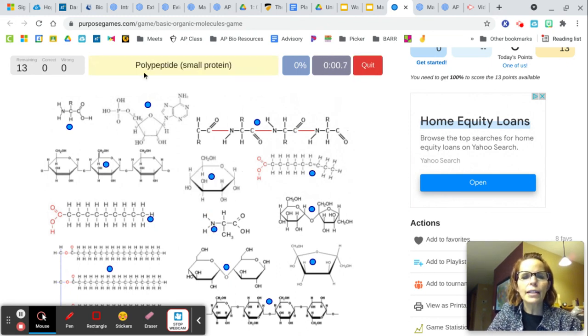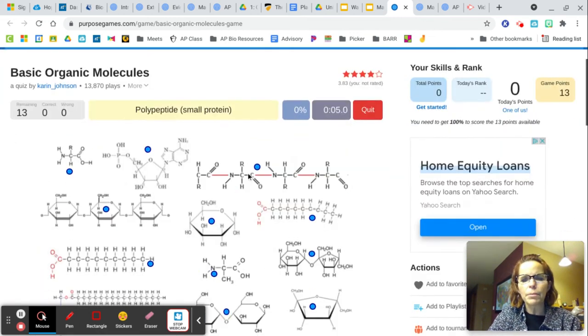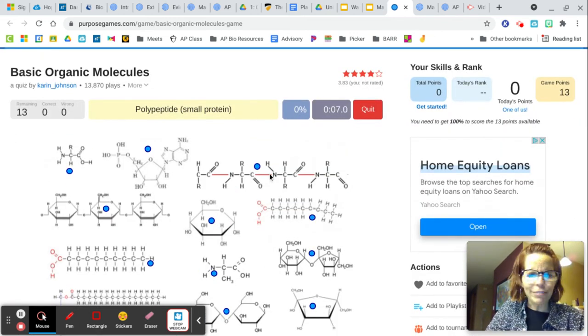You press play, and then it tells you, identify the polypeptide. And so you look through here and find the polypeptide. Have fun.